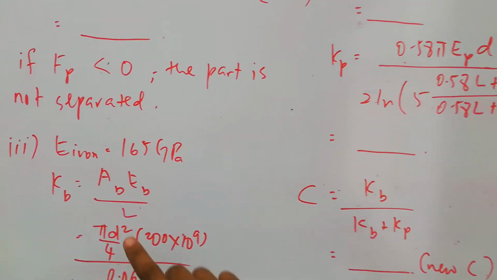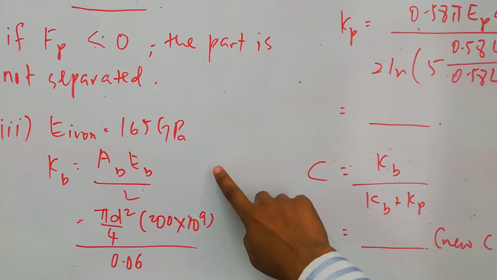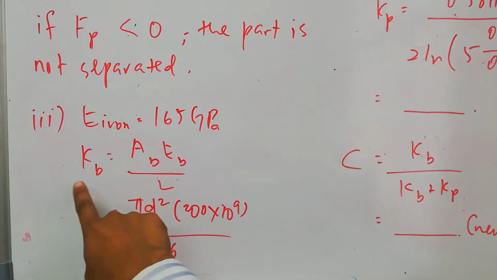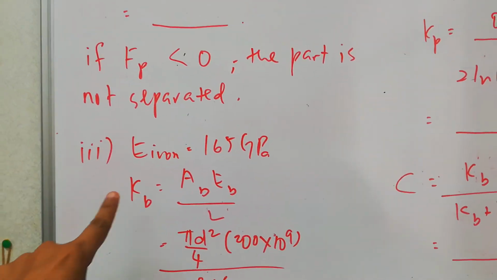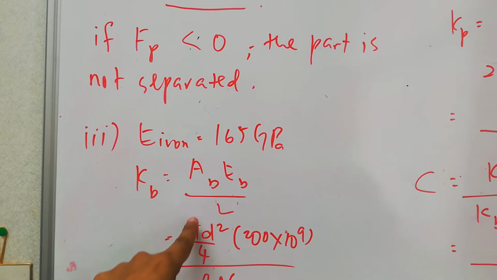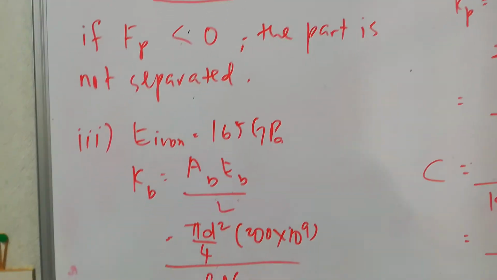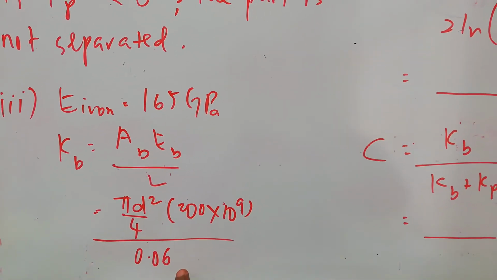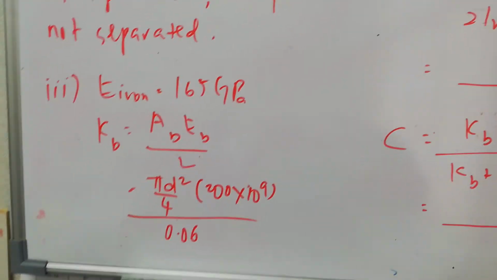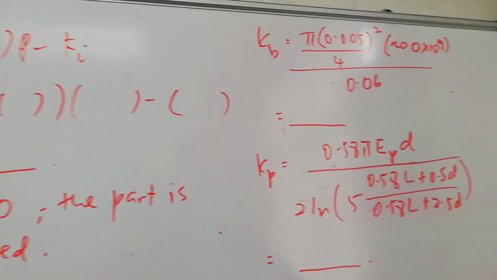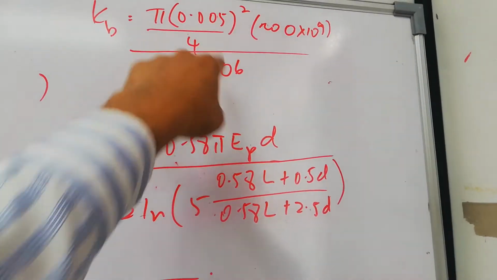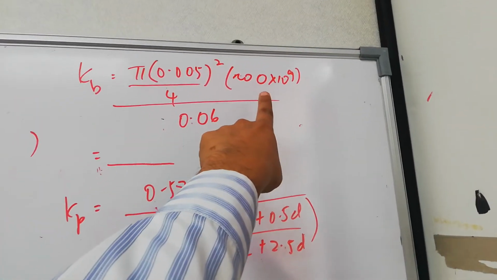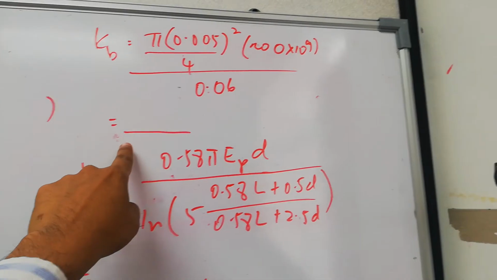We are not changing the bolt; the bolt is still the same, but we need to determine the stiffness constant. Using this formula, Kb equals Ab times Eb divided by L. A is the area of the bolt, pi d squared over 4, E is the modulus of elasticity, and L is the length of the clamp part. Then we substitute the values: d is 0.05 meters, with the modulus of elasticity and L, and we get the value of Kb.